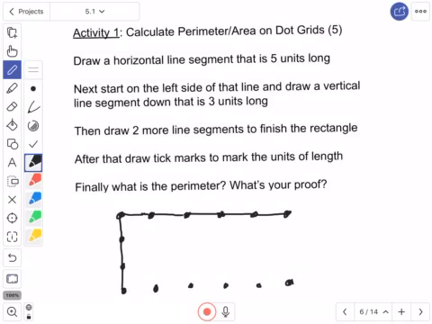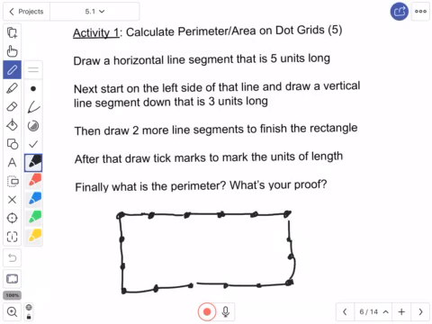Remember this, if I want 5 units, I need 6 dots. 1, 2, 3, 4, 5. And then I need 2 more dots because I want 3 units. So I need 4 dots. 1, 2, 3. Okay, now I can figure out what the perimeter is.